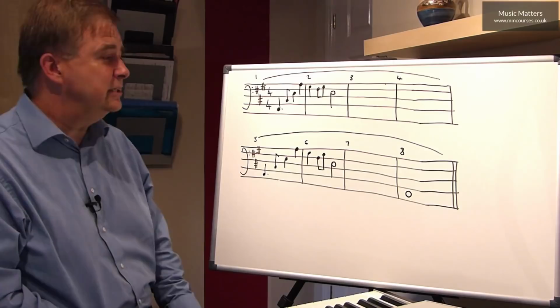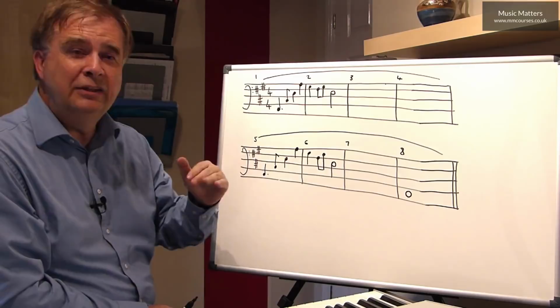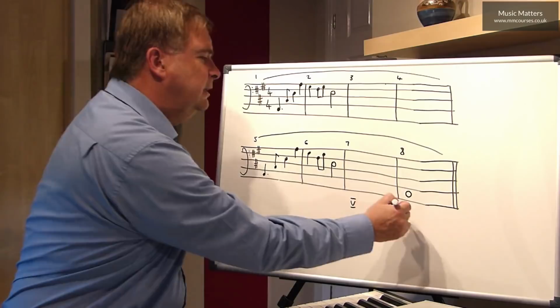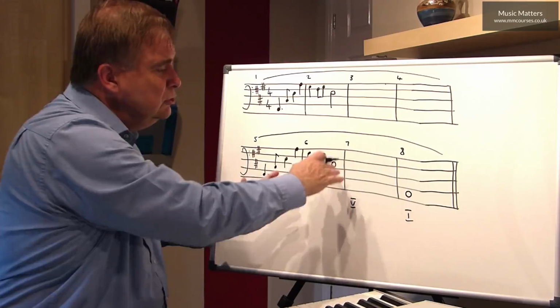Now, if we're going to finish on a tonic and we want a full stop finish, then we want a perfect cadence or a plagal cadence, really, don't we? So how about for now, we go for a perfect cadence, which would give us chord 5 in bar 7 and chord 1 in bar 8. Now, what we're going to try and do in bar 7 is to use notes that belong to chord 5.